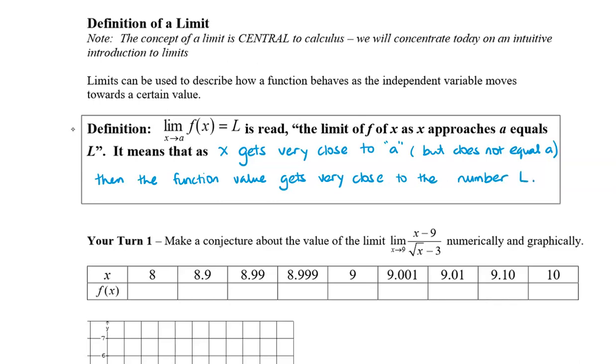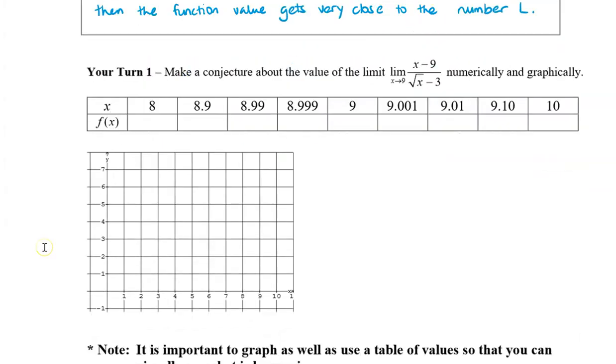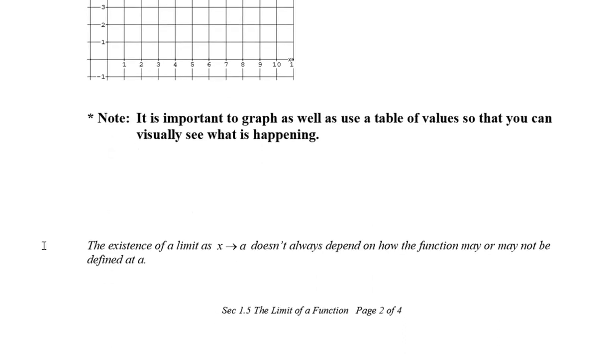Now you can try this, Your Turn 1, and you will find that it is not what you expect. This is something that I would like you to try on your own before you move on. All right, note it is important to graph as well as use a table of values so that you can visually see what is happening, because sometimes what you calculate might not necessarily be what is happening.